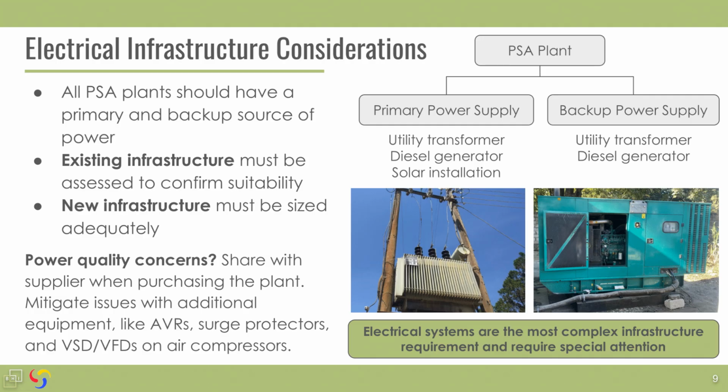If there are concerns about the power quality, share them with the supplier when purchasing your PSA plant. Issues can be mitigated by adding equipment like automatic voltage stabilizers, or AVRs, surge protectors, and variable speed or frequency drives, VSDs or VFDs, on air compressors.